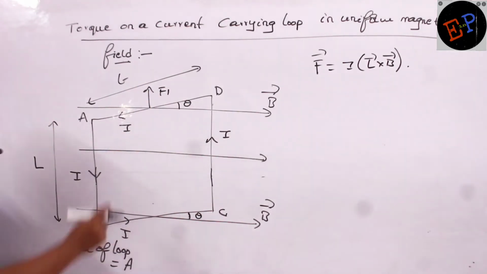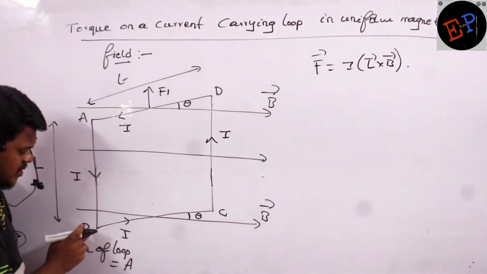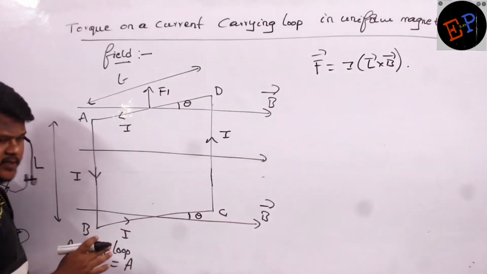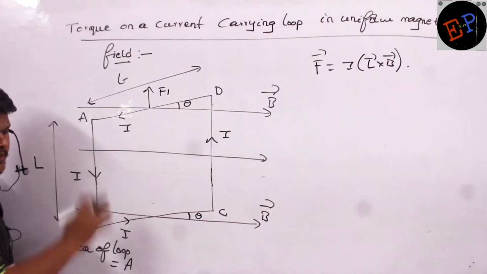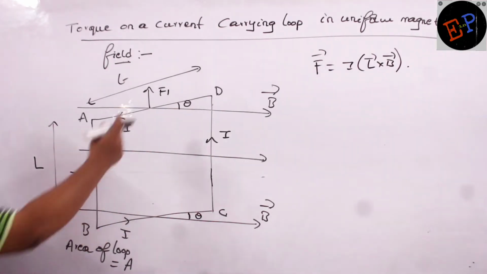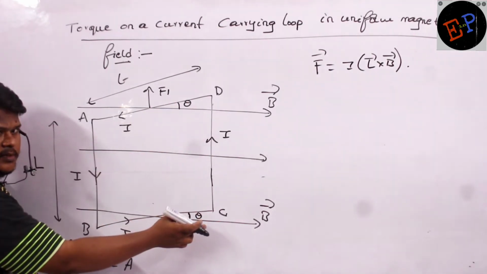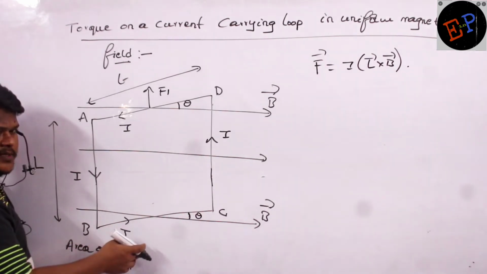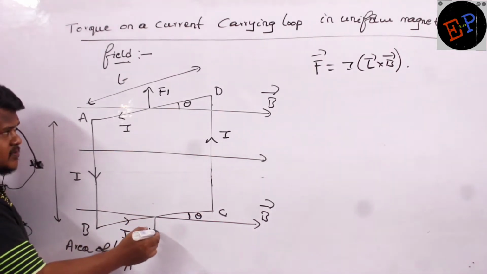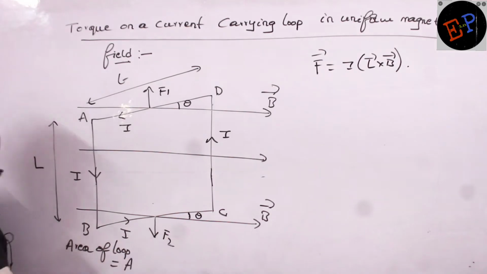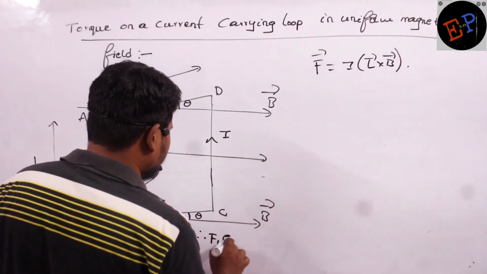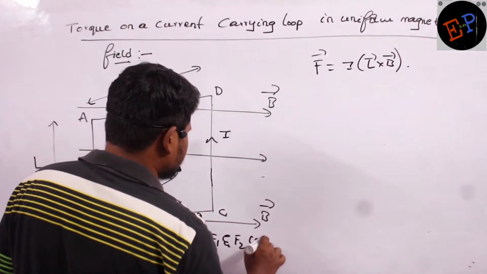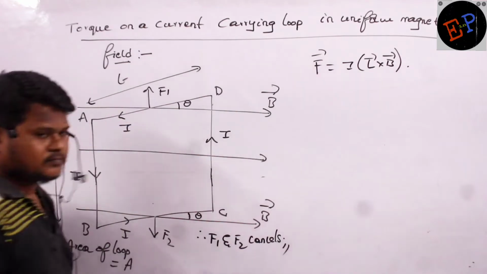Now if you see this opposite wire BC, the angle is same, the strength of current is same, the strength of field is same, but the current has reversed direction, no? Here current is in this direction, here current is in the opposite direction. So force will be in which direction? Force will be downwards. So this is F2. Can I say F1 and F2 will cancel each other? That's it. So therefore, F1 and F2 cancel, or they balance each other.